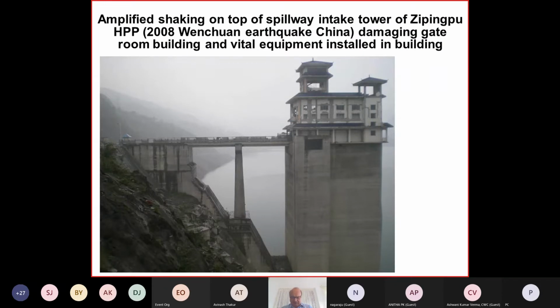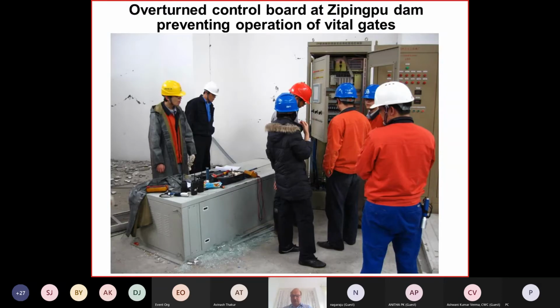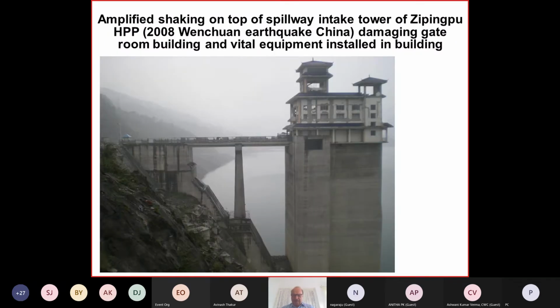This is also from the Wenchuan earthquake, an intake tower with a gate room structure on top, where you have the equipment for lifting the gates. And here we have this problem. I'd like to show that after that earthquake, the reservoir level, as you can see here, was quite low at the time of the earthquake. The reservoir was low here. Basically it's not dangerous.